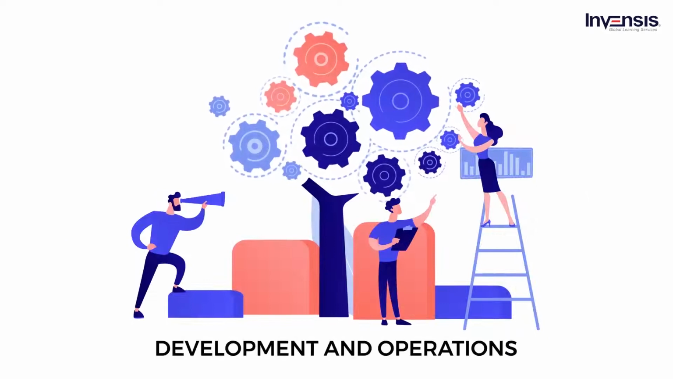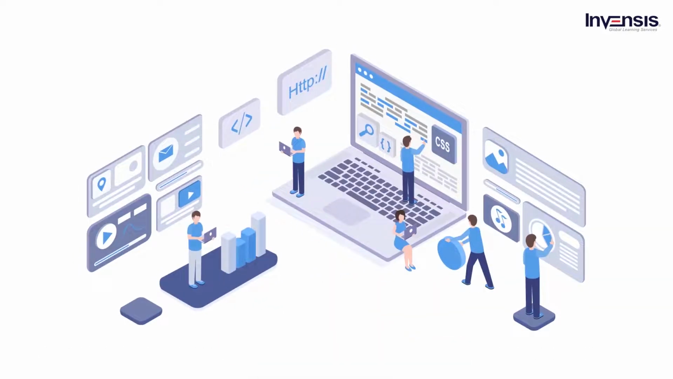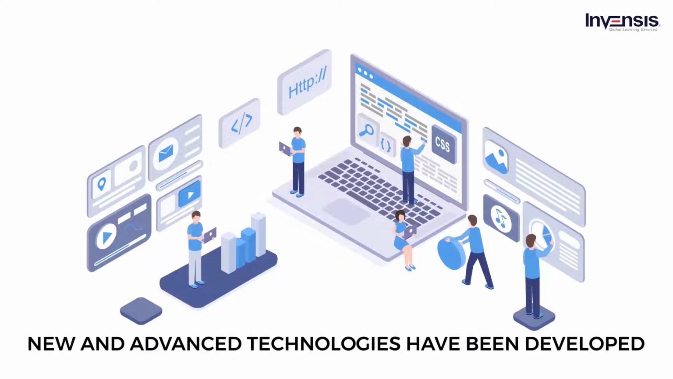Software development is based on development and operations. These two were initially separate in the traditional software development approaches. It might have caused various issues in the development time and delivery of the software product. For this, new and advanced technologies have been developed.